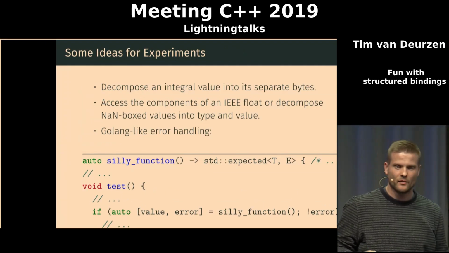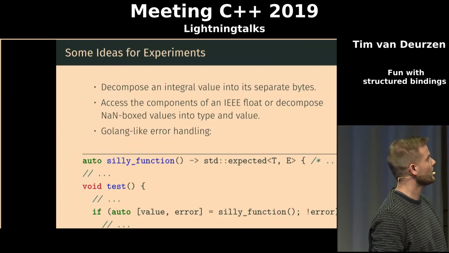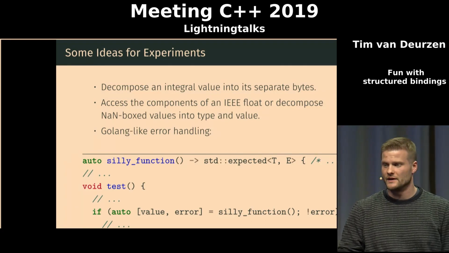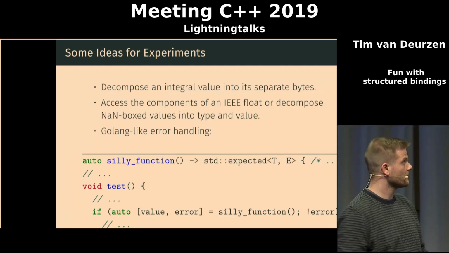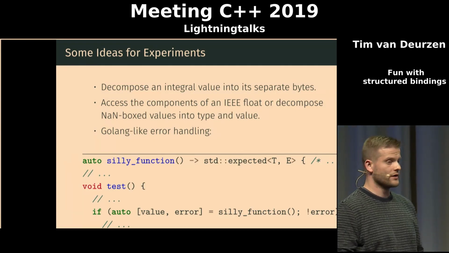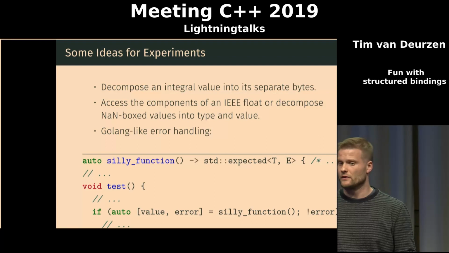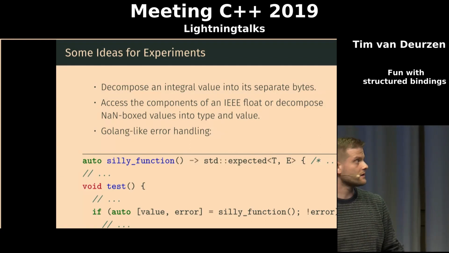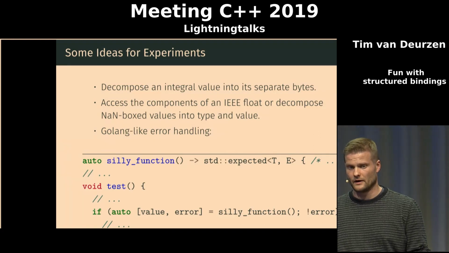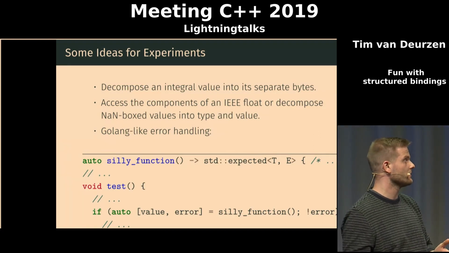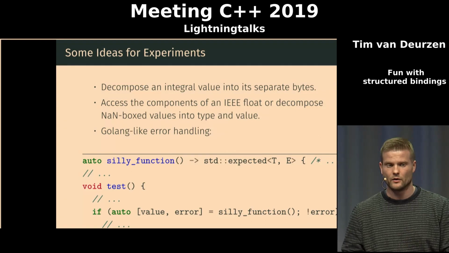So I started thinking about how I might use this in different ways. You can take an integral value and decompose it into its separate bytes. Or you could do the same with an IEEE float. You can just access all the different components, which immediately got me thinking about maybe using this for NaN boxing, where you can decompose it into the actual type and the value you have.